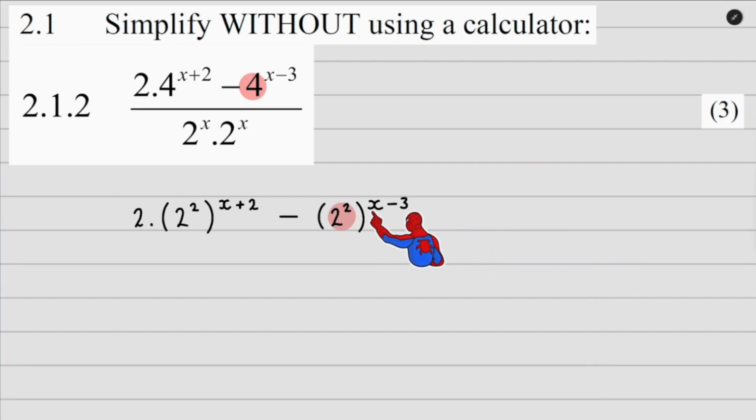Okay, and then nothing else about the structure changes. This 4 is still being raised to the power of x minus 3 as we saw it over there. Okay, now we're going to analyze the bottom, see what we can do with the bottom.